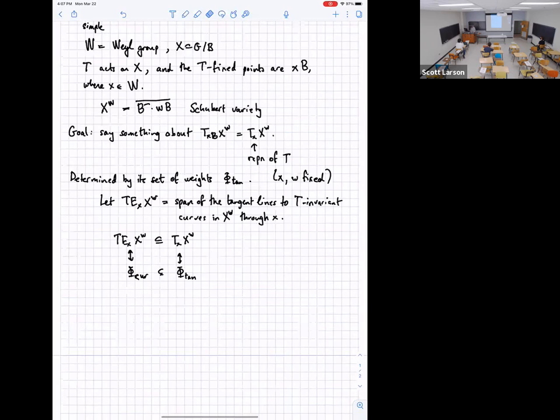As we'll see, the curve set of weights is very well understood, but the tangent set is not. So we do have this inclusion of the curve set of weights in the tangent set of weights, and we have equality in type A, but they differ in all other types.